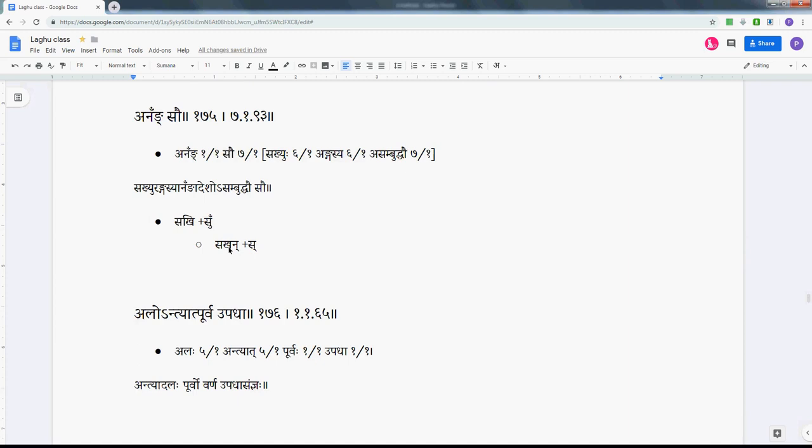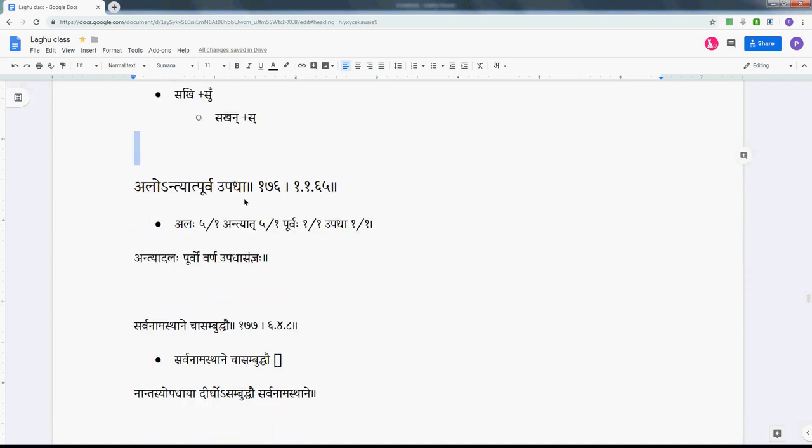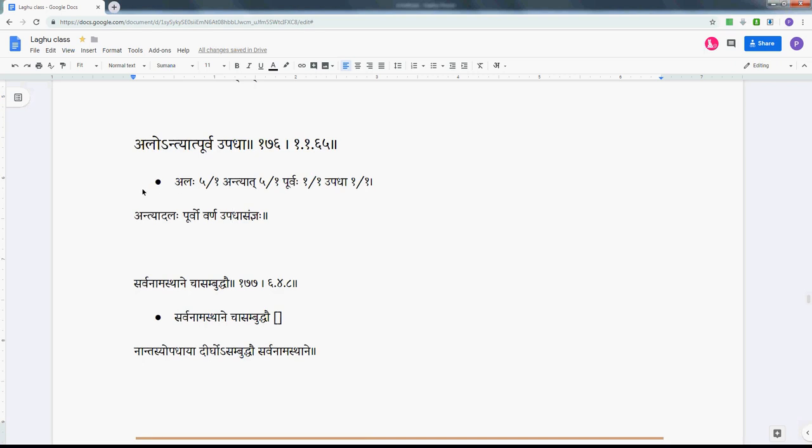This is the context where he has introduced it. So we should be able to identify at least the Upadha for Sakhan. What is the Upadha letter in Sakhan? I'll wait for an answer to move on. In Sakhan, what is the Upadha? Yeah, so in Sakhan, Akara is the Upadha.